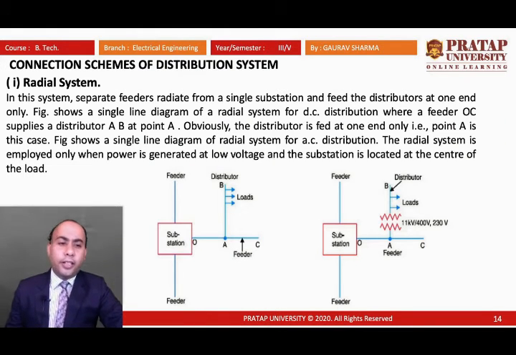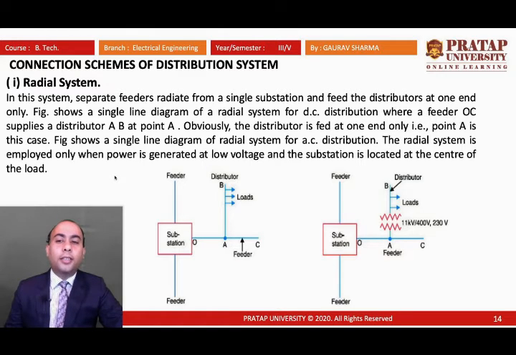Now, the connection schemes I already told you, we have three types of connection scheme. First, it is a radial scheme. In a diagram, you can easily see the radial scheme. In the system, a separate feeder radiates from a single substation and feeds the distributor at one end only.